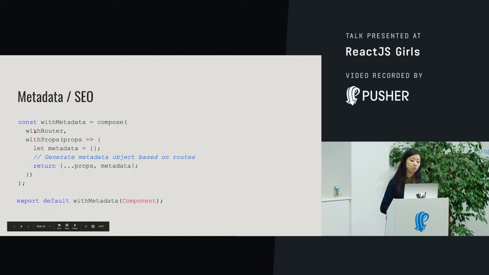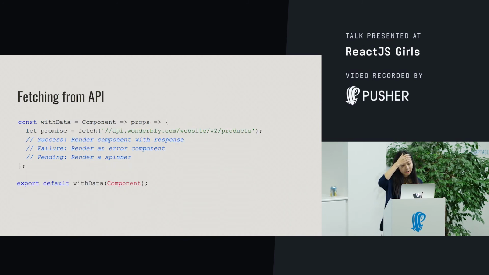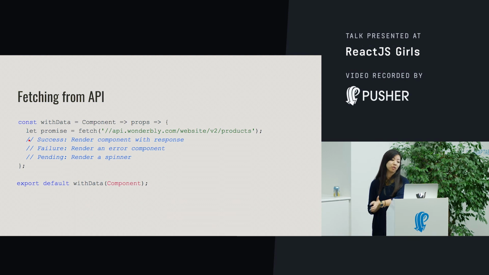So with Router, we'll tell you what path you're on, and then you can use that to generate, I don't know, your hreflangs or your canonical links and so on. And then finally, you can use higher order components to fetch from an API. This is technically not a pure function because it creates some side effects, but it might be useful. So you can fetch from an API endpoint and then render a certain component if it's successful. If it fails, you can render an error message. If it's pending, you can render a loading spinner, for example.